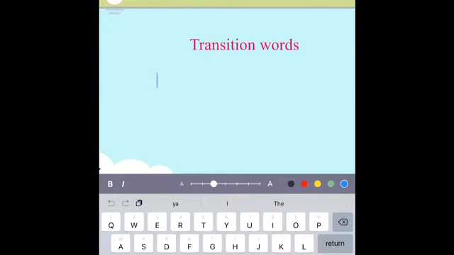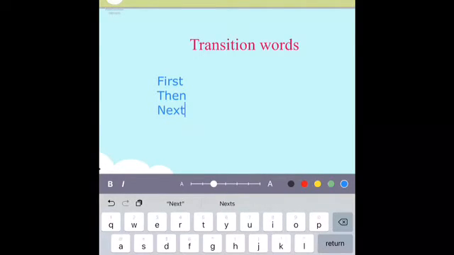Those are first, then, next, and finally. Those are transition words.